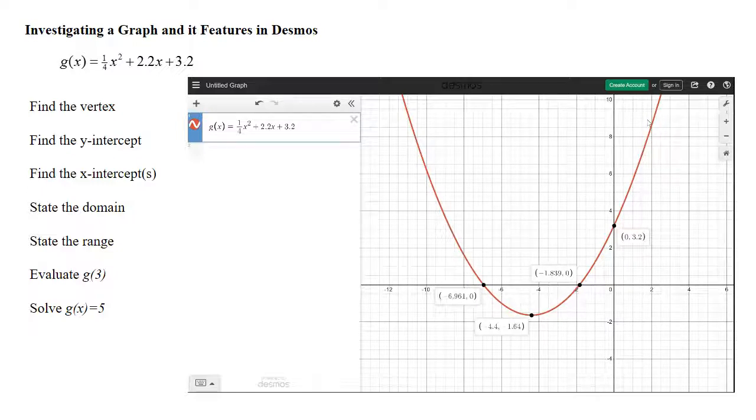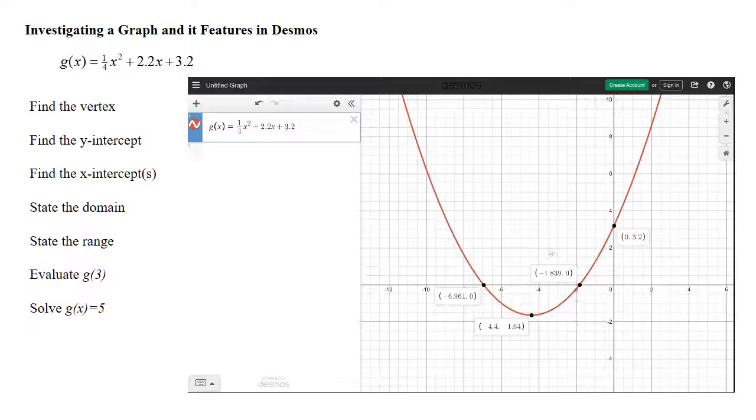That is not true of the range, because even though the graph goes up forever, it doesn't go down forever. And the vertex is a good place to see what's happening with that range. This is the lowest point, and the y value specifically is the lowest y value. So the range is going to go from -1.64 up to infinity.